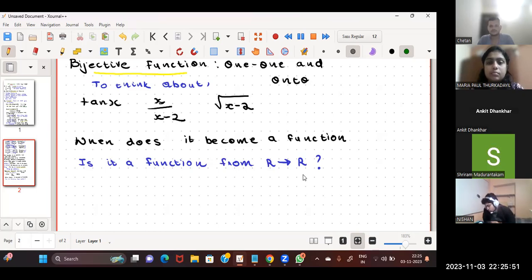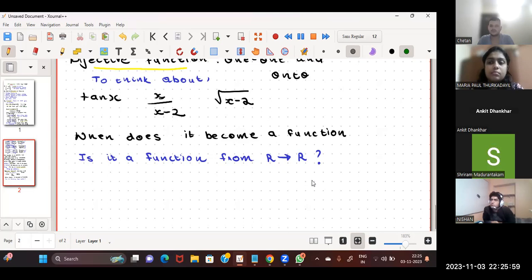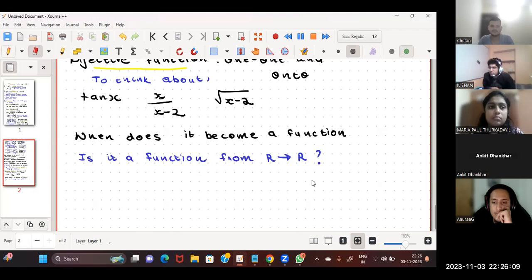Are these functions? You've been studying these as functions, right? In your high school, in your Maths 1 course for IITM students. Are these functions? So Jagdish says that for tan x, x can take any value, so it's a function.